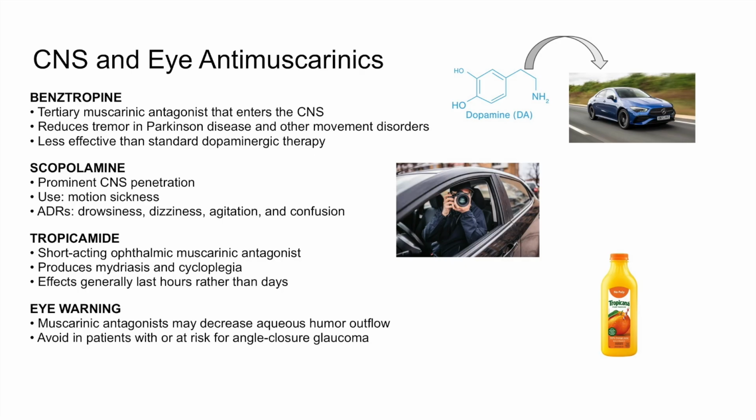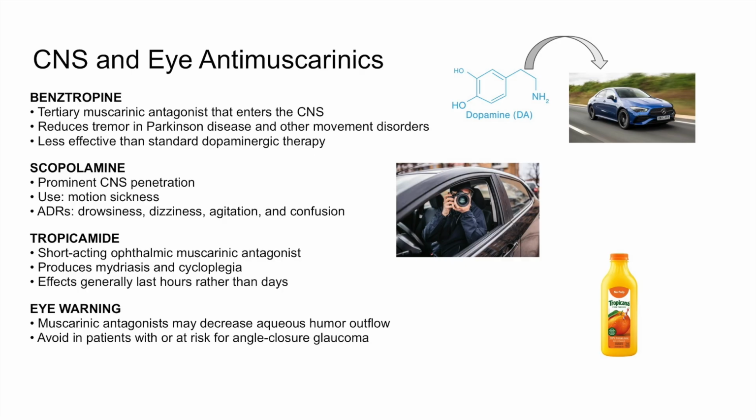Tropicamide is a short-acting ophthalmic antagonist used to produce mydriasis and cycloplegia during an eye examination. Its effects last hours rather than the prolonged effects of atropine. So a major warning is angle closure glaucoma. Antimuscarinic mydriasis can narrow the anterior chamber angle, and this will impair aqueous humor drainage and acutely raise intraocular pressure. Okay, so the way I like to remember these ones.